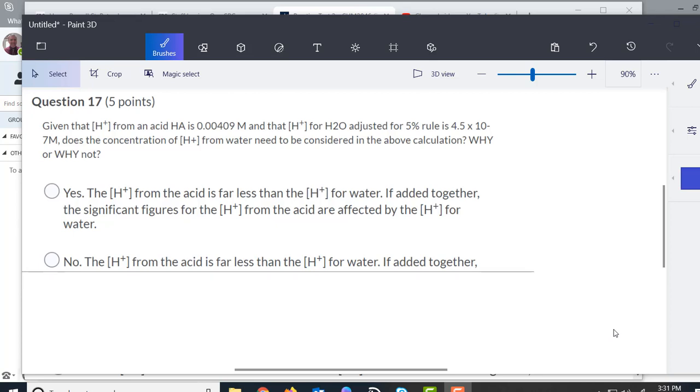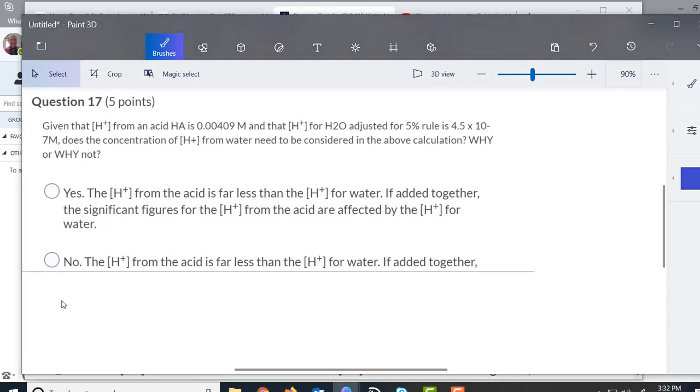When answering a question like number 17, what you're given here is the concentration of H+ from an acid, and the H+ is, you're told, 0.00409 molar. And you're also told what the H+ for water would be, adjusted for the 5% rule.